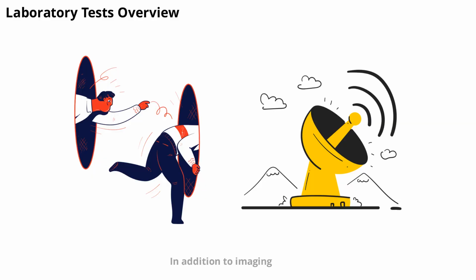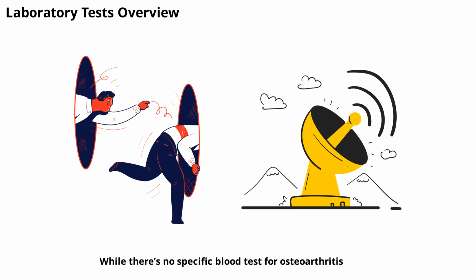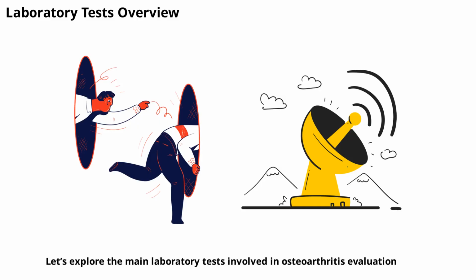In addition to imaging, laboratory tests can help rule out other causes of joint pain and inflammation. While there's no specific blood test for osteoarthritis, certain lab tests are used to exclude conditions like rheumatoid arthritis or infections. Let's explore the main laboratory tests involved in osteoarthritis evaluation.